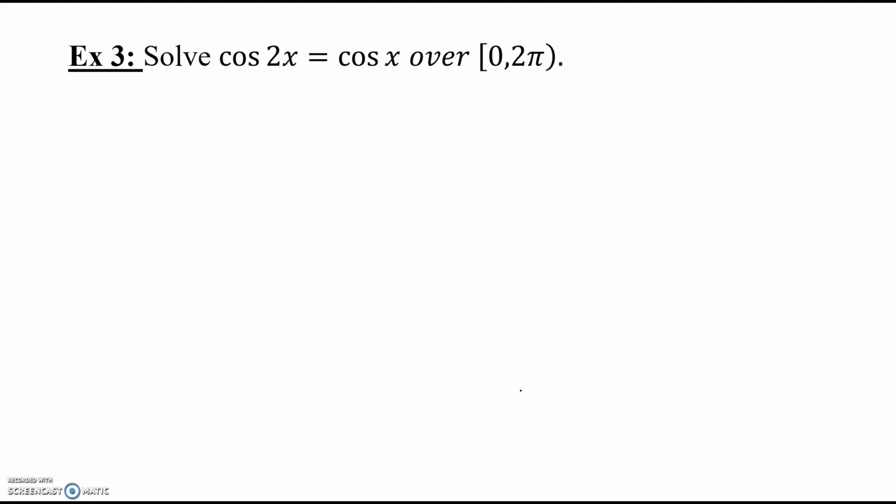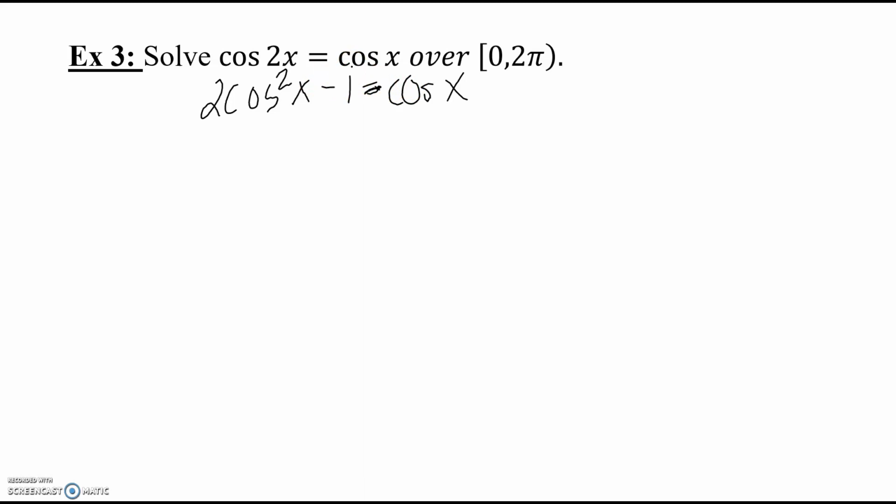And because there are 3 double angle identities, one with only cosine, 2 with both sine and cosine, we want to use the one with only the cosine in it. So remember, cosine of 2x is equal to 2 cosine squared x minus 1. And so we replace cosine of 2x with 2 cosine squared x minus 1. And so now we end up with an equation that's quadratic in form.